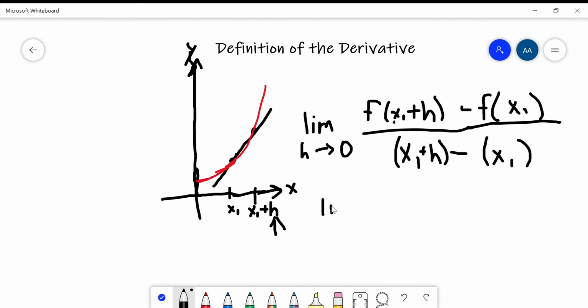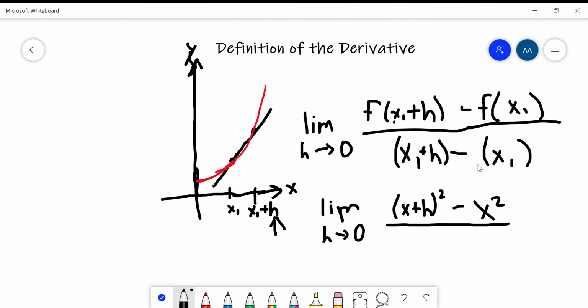So let's say we have the limit as h approaches 0. Sorry for the background noise. We are going to, let's say we have x squared, as I was saying before. So let's say we have x plus h squared, and I'm just going to write x for simplicity. And we're going to have minus x squared. On the bottom, we're going to have just the same things, really.